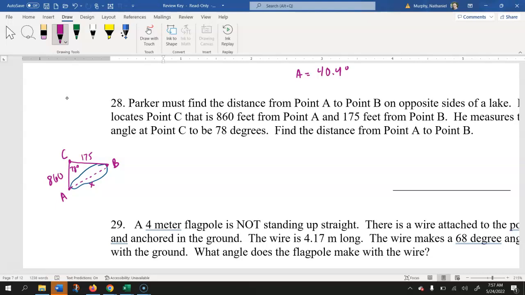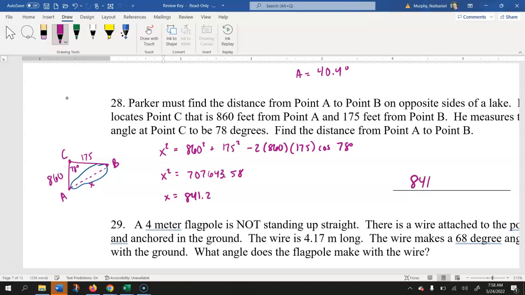This is a side angle side situation. So if it's side angle side, we're going to use the law of cosines. So to find x, we would say x squared equals 860 squared plus 175 squared minus 2 times 860 times 175 times the cosine of 78 degrees. When we simplify that, we end up getting 707,643.58. Take the square root of that, and we get 841.2. So that would be your distance across the lake, 841.2 feet, since we're dealing with a story problem.